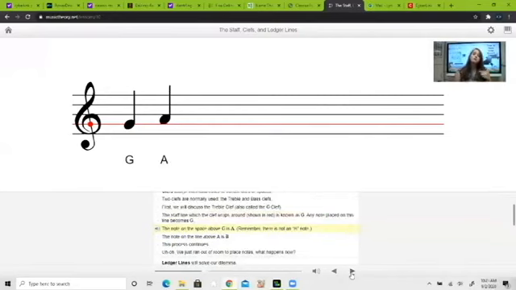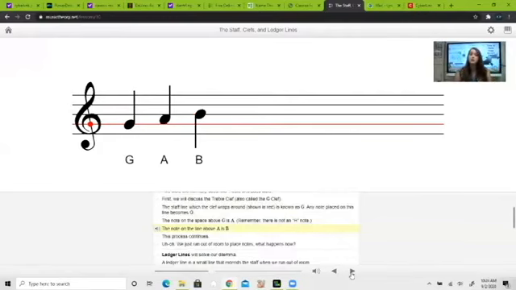Boom. And notice the difference between these 2 notes. G is on the line, whereas A is in between the lines. So G would be considered a line note because it's right on top of the line, with the line going through its middle. A, however, is called a space note because it is in between the lines. All right, let's move on.